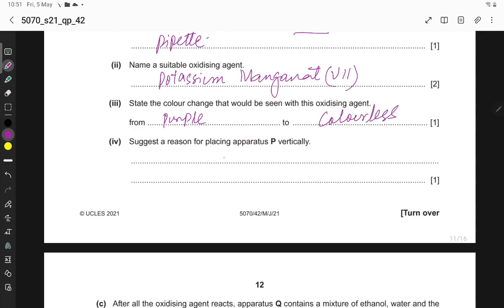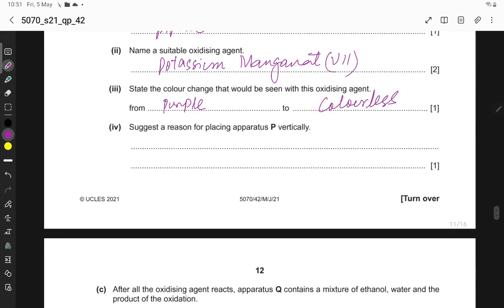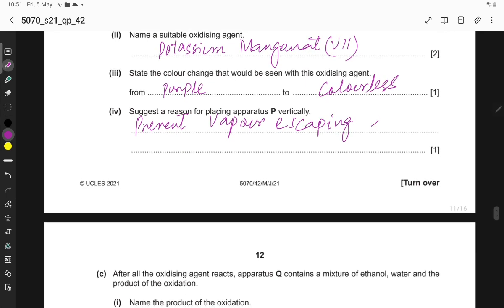Suggest a reason for placing apparatus P vertically. Prevent vapor escaping from the flask.